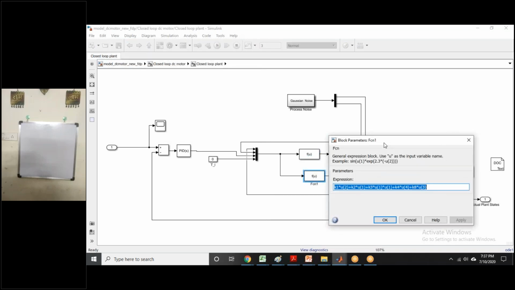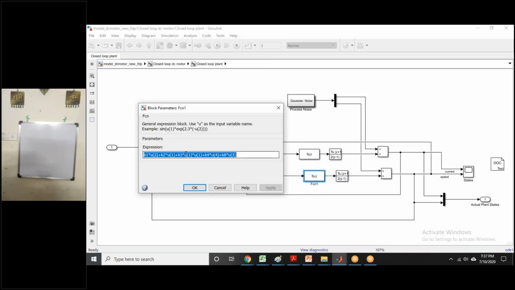This plant, what we assume, is non-linear. In the first state, in the second state also, U1 square is here. This is U1 square. So that's why my plant is non-linear. So I have to find the Jacobian for this one. And if you want to use this non-linear filter, you should have the Jacobian. And how we calculate the Jacobian we have also seen.